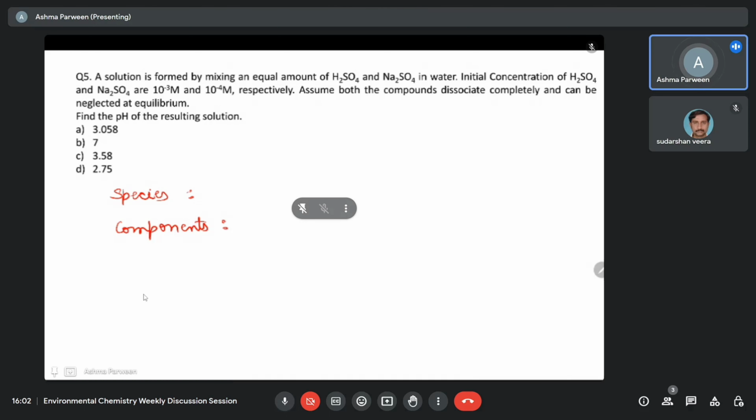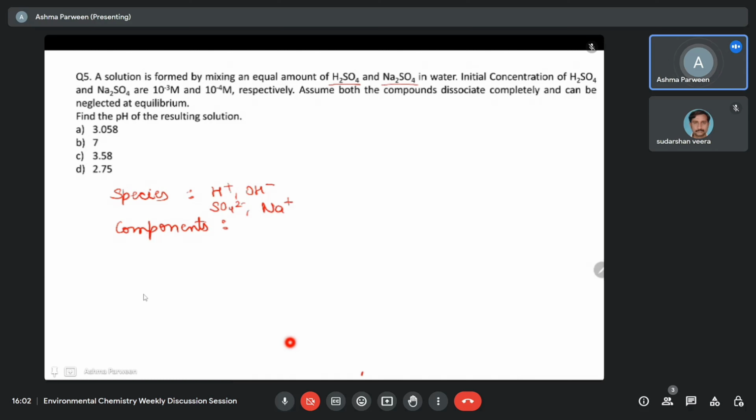So let's see what are the species and components present. So species will be, obviously we are doing the calculation in water. The phase is aqueous phase, so species will be H plus and OH minus. These two will be definitely present at equilibrium. And also we will have sulfate and we will have sodium, because we are adding H2SO4 and Na2SO4 in the water. So sulfate and sodium will also be present at equilibrium.